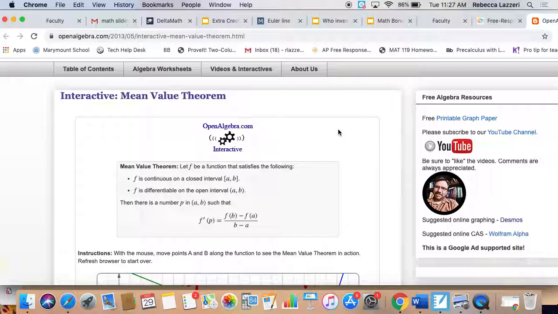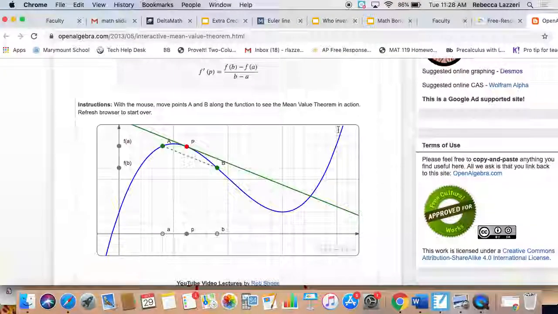Let f be continuous on a closed interval. Okay, so here's what you need to know. The mean value theorem is all about something's parallel. If it's continuous and differentiable, the instant slope somewhere has got to be the same as the average slope. I'm going to show you, this is awesome.